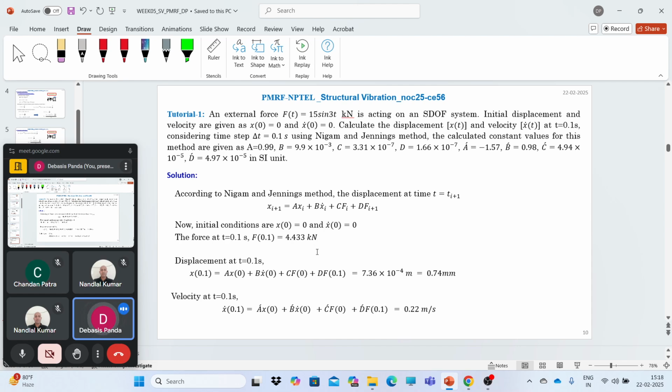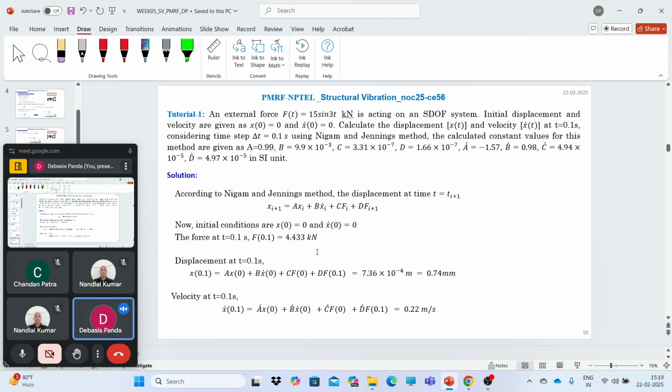Now, what we need to do? We need to calculate the displacement at 0.1 second. Look here, A, B, C, D and A prime, B prime, C prime, D prime have already been calculated and given in the question. So displacement at t equals 0.1 second: what was the formula? It's nothing but A, the constant value already given as 0.99, into x i, that means the initial or starting position of the system. That means A x naught, the initial conditions are given as 0.